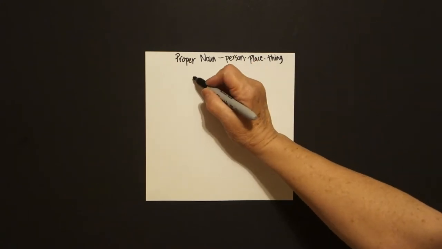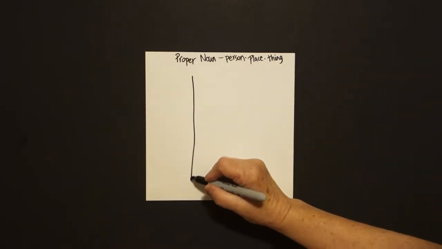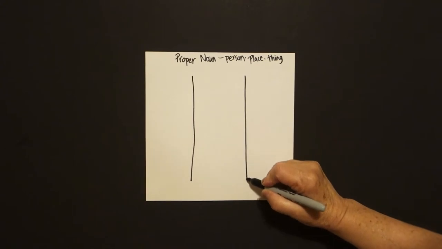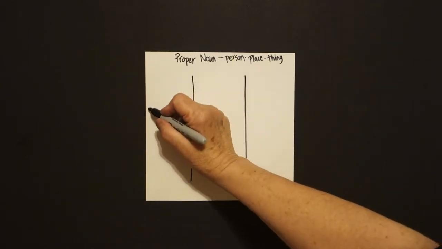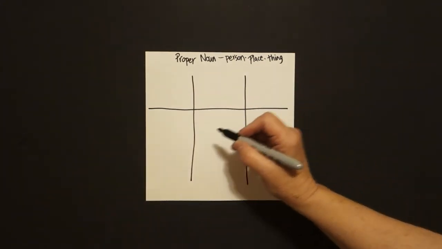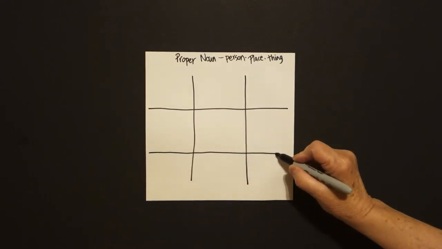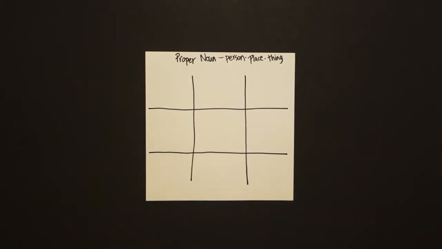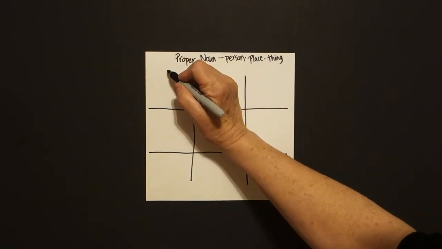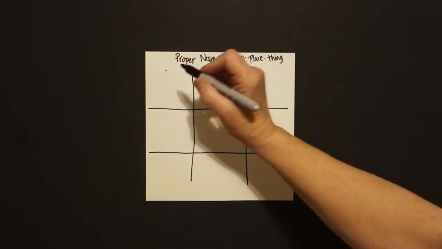First thing we're going to do is draw our tic-tac-toe grid. So that's two straight lines going down, two straight lines going across. Now, a proper noun is a specific name for a particular person, place, or thing. So as an example, come over here to this first space, draw me a dot.